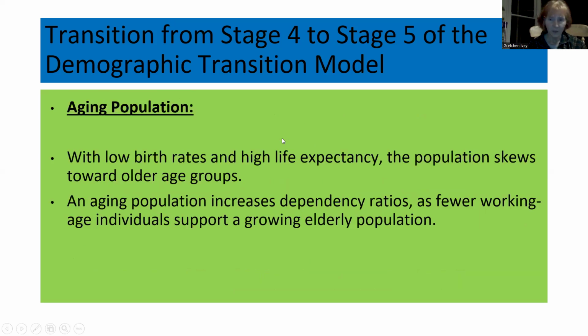We also have an aging population. With low birth rates and high life expectancy, the population skews toward older age groups. An aging population increases dependency ratios as fewer working-age individuals support a growing elderly population. This is part of the reason why China removed the one-child rule, because you've got one child then having to help support 2 parents.